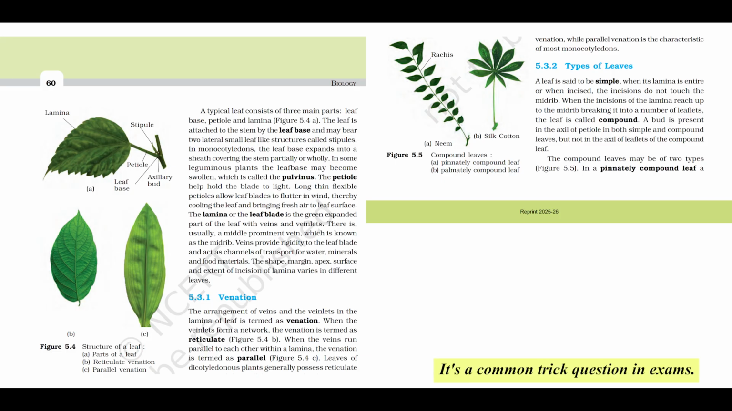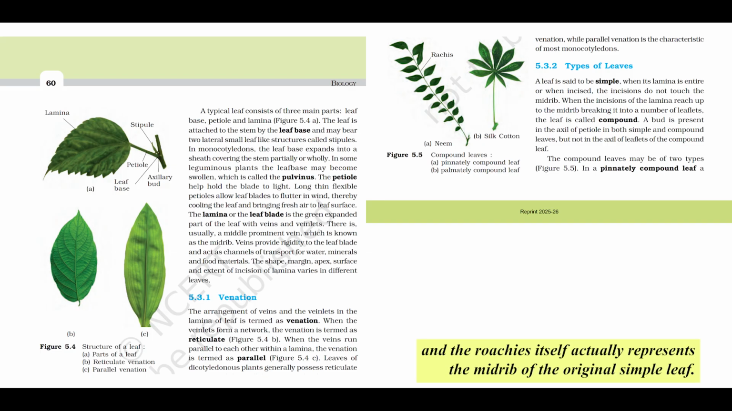It's a common trick question in exams. Compound leaves themselves are further divided into two main types, which you can visualize easily with Figure 5.5 in your study material. First, the pinnately compound leaf. In this type, a number of leaflets are arranged laterally on a common axis. This common axis is called the rachis, and the rachis itself actually represents the midrib of the original simple leaf.